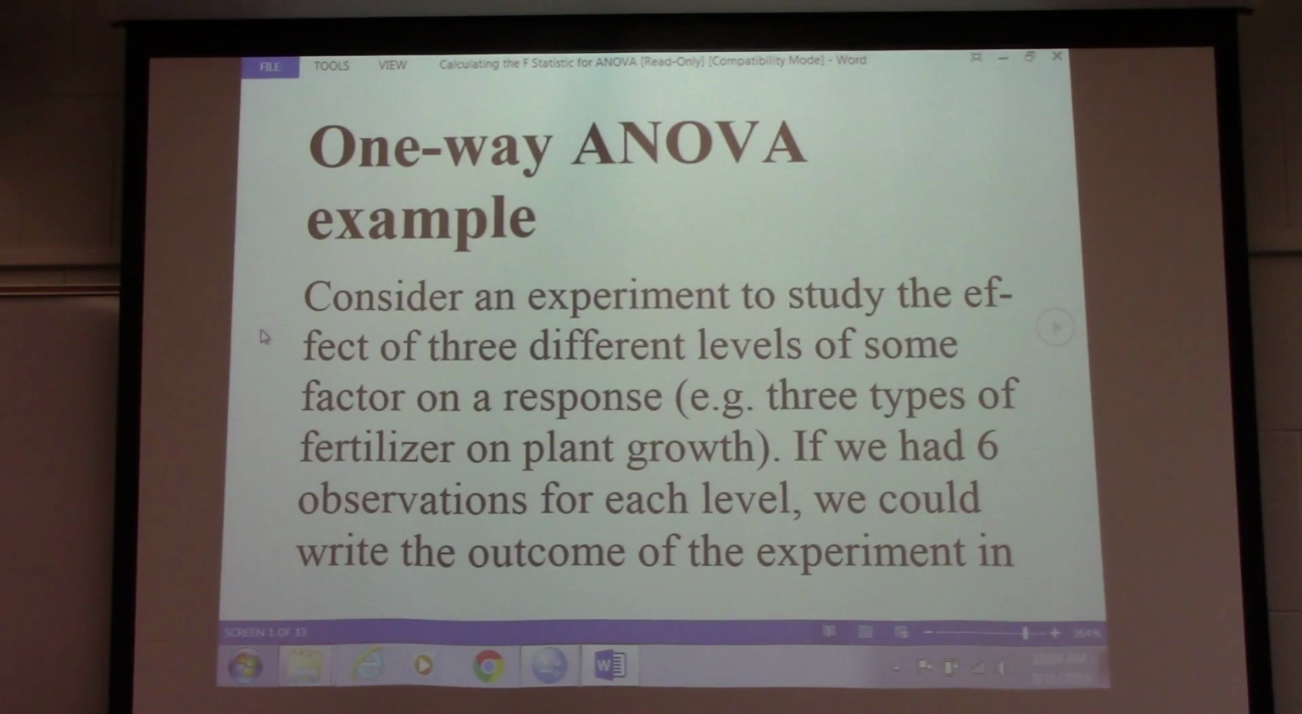Consider that we had a test where we had 3 different fertilizers, and we wanted to see how well they make a particular plant grow. So we're going to give these fertilizers to 3 plants, and over time we're going to make observations, 6 specifically, of how much each plant grew in each fertilizer group.